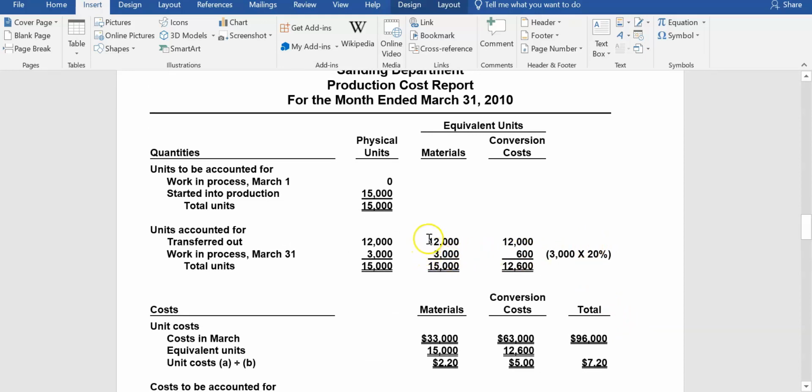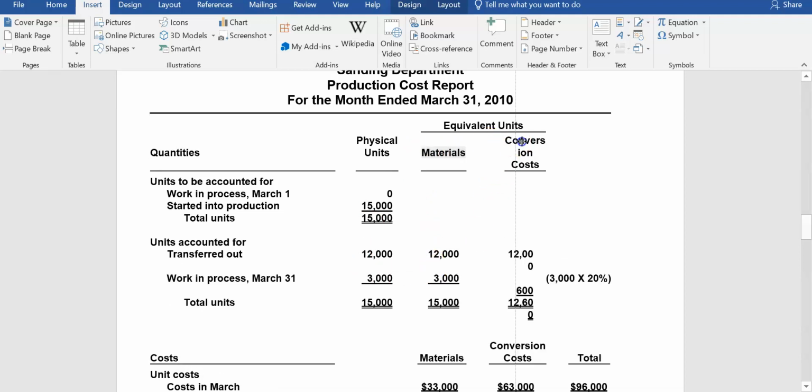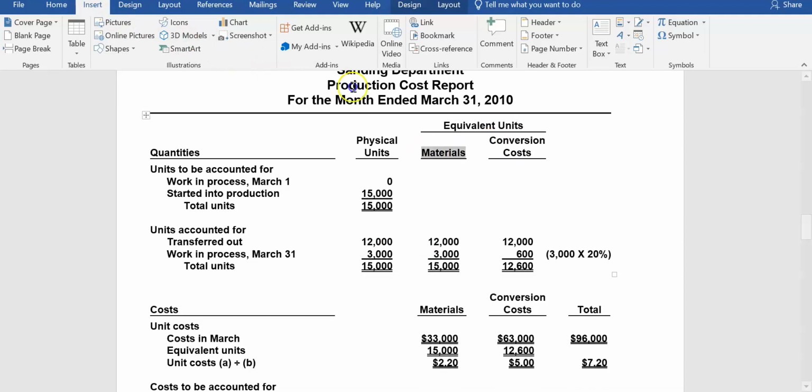To calculate the equivalent units, we do it separately for materials and then for conversion costs. We do it separately, remember, because these are added at different rates in the production process. So starting with materials, of the 12,000 units transferred out, they had all of their materials added. 12,000 times 100% means equivalent units, 12,000.